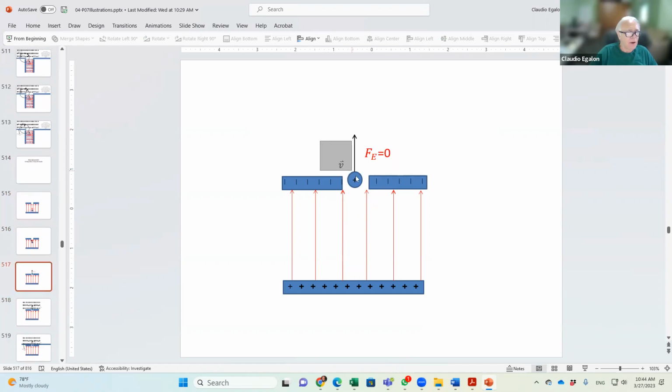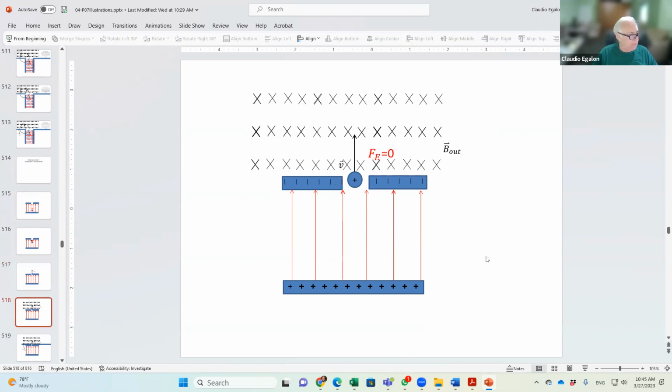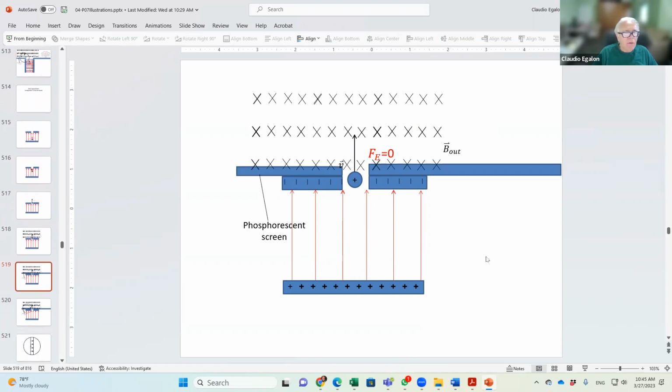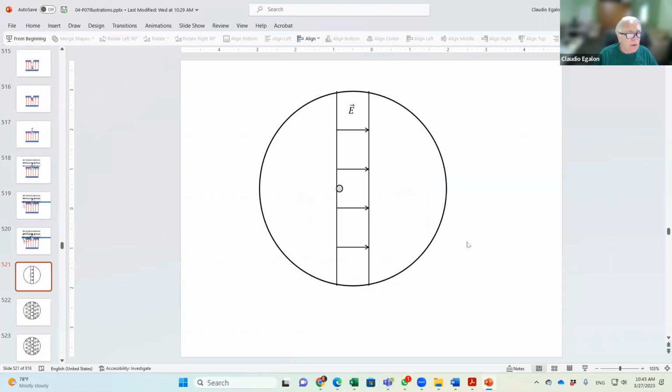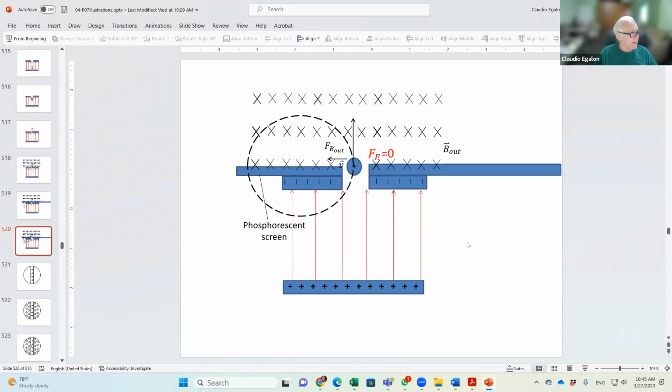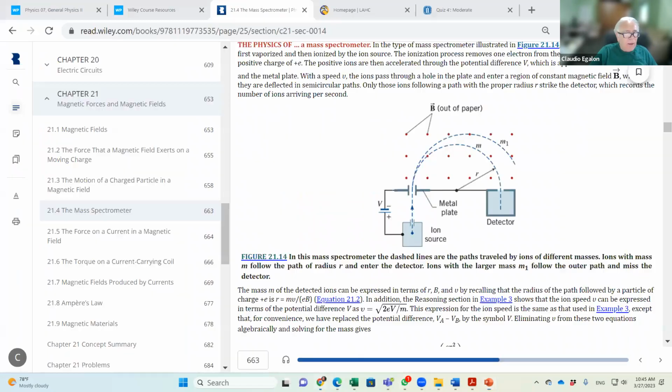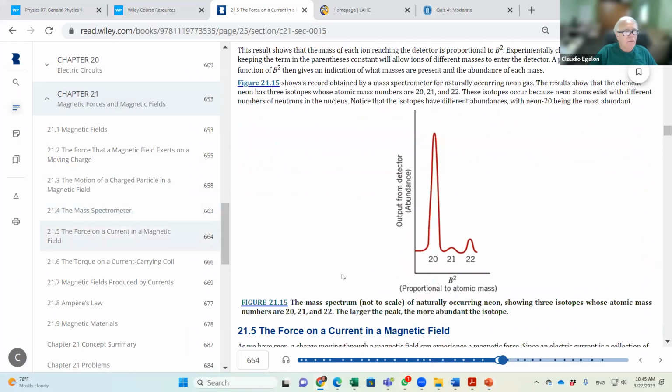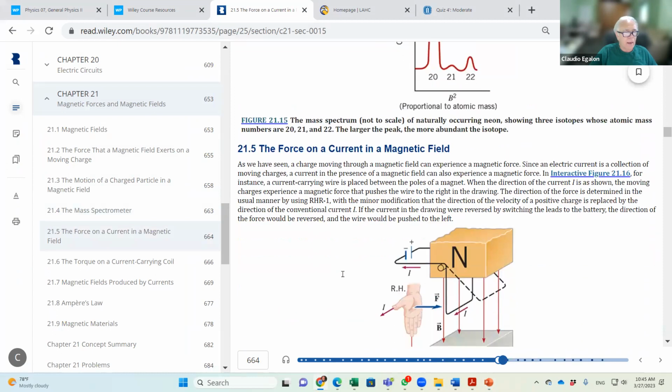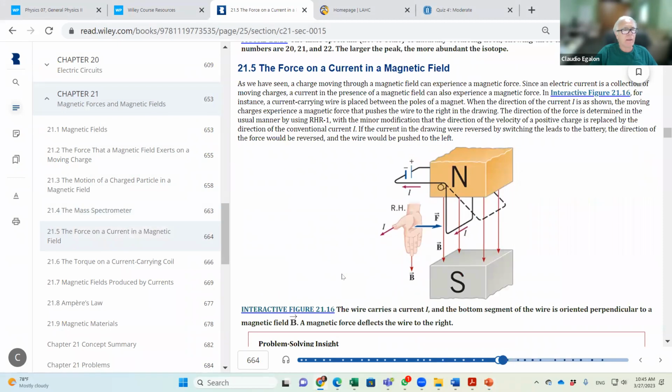How do we determine this velocity? We determine this velocity just by applying the acceleration due to the electric force. Okay, we did that before. Let's take a look. That's the mass spectrometer. Okay, and then we have the force on a current in a magnetic field.